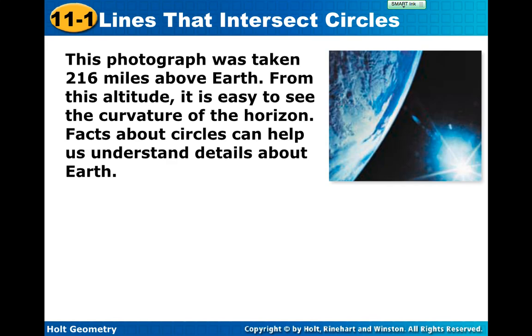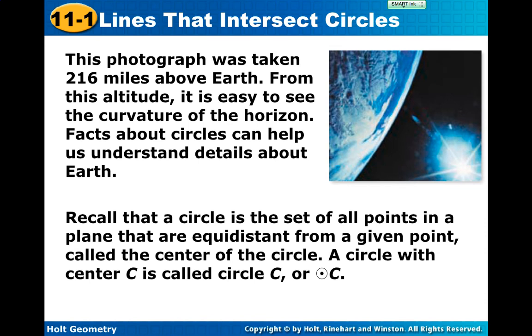To get you into understanding why we would ever do this, you live on a sphere, right? The Earth is a sphere. And if you look from a long distance, the outline of the sphere is basically just a flat circle. So it says this photograph was taken 216 miles above the Earth. From this altitude, it's easy to see the curvature of the horizon. Facts about circles can help us understand details about Earth.